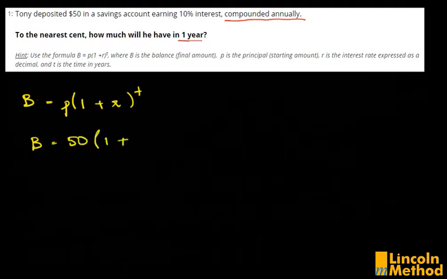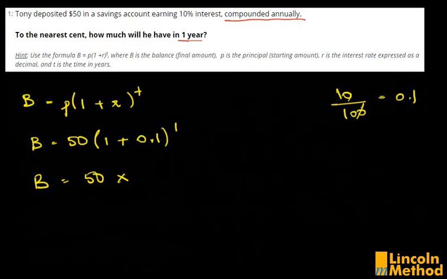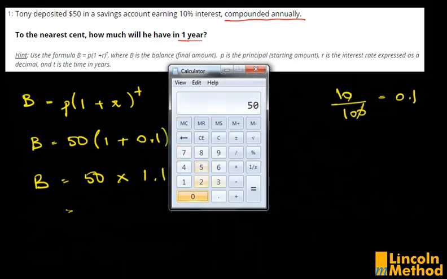And 1 plus the rate of interest, which is 10%, when converted to a decimal, gives us 0.1. So 1 plus 0.1 to the power 1, since the time is 1 year. So B equals 50 multiplied by 1 plus 0.1 is 1.1, and 1.1 to the power 1 is 1.1. And if we multiply 50 by 1.1, what we get is 50 multiplied by 1.1 equals 55.